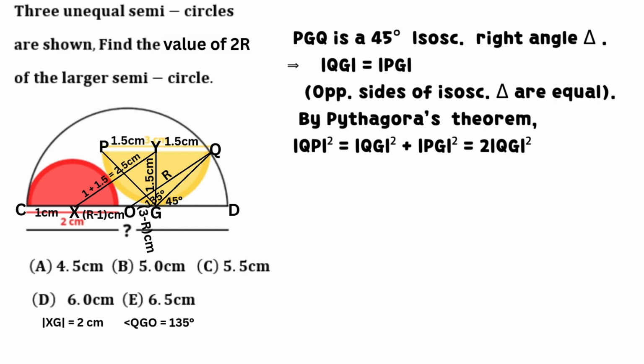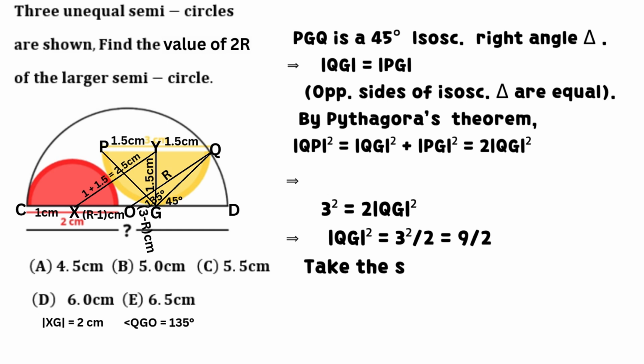By Pythagoras theorem, the square of line QP equals the sum of the square of line QG and the square of line PG, which equals 2 times the square of line QG. It follows that the square of 3 equals 2 times the square of line QG.